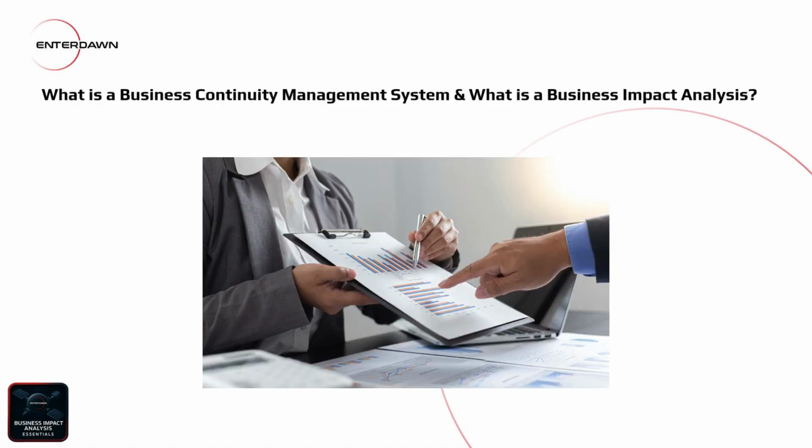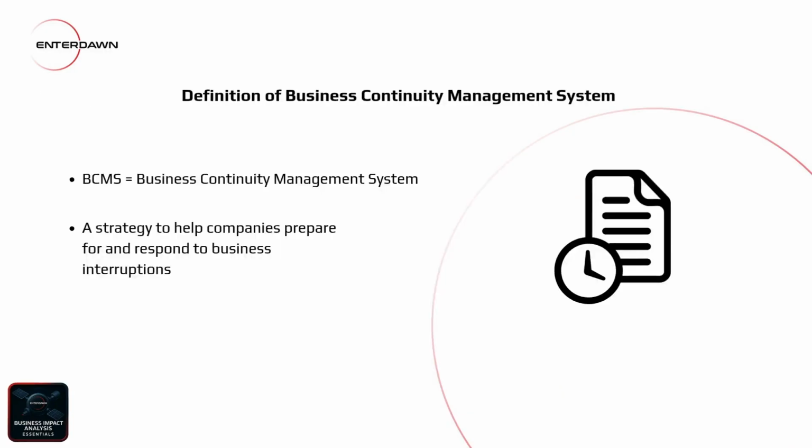So the first question we're going to answer is, what exactly is a business continuity management system, and what is a business impact analysis? Business impact analyses, which we will refer to as BIA in this course, are carried out within the activities of a business continuity management system, also known as a BCMS. Think of BCMS as a business strategy that helps companies prepare for and respond to business interruptions and disruptions.